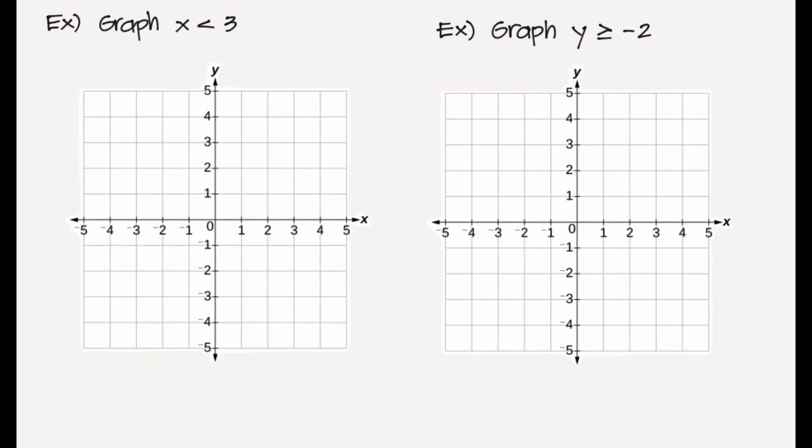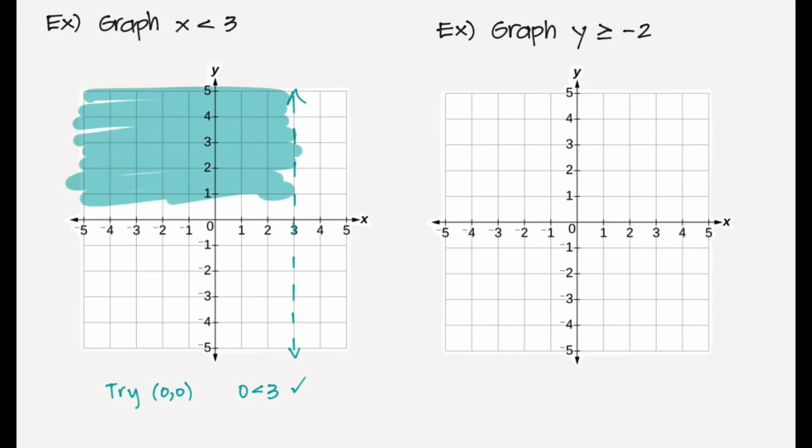Now let's graph x is less than 3. So this is going to be a vertical line, and it's going to be a dotted line crossing the x-axis at 3. And if I plug in 0, 0, there's only an x value to plug in, so it's really easy, 0 less than 3. And that is true, so I'm going to shade everything to the left side of my dotted line. So all of those points that I'm shading are solutions.